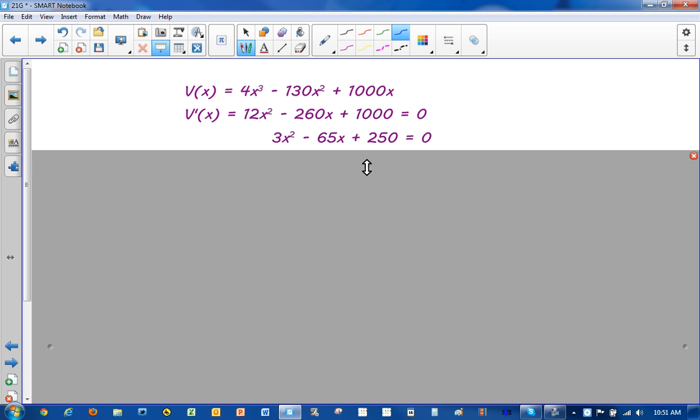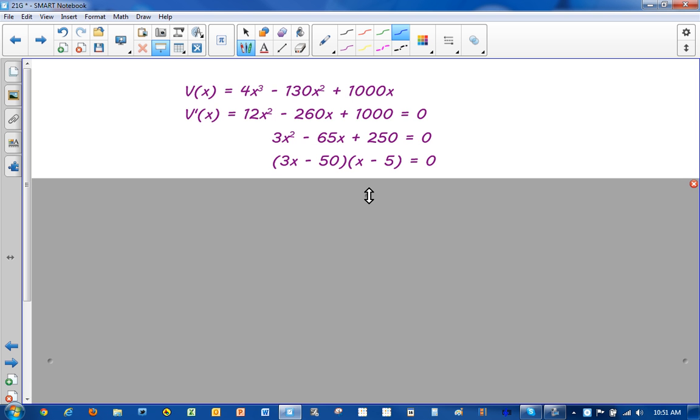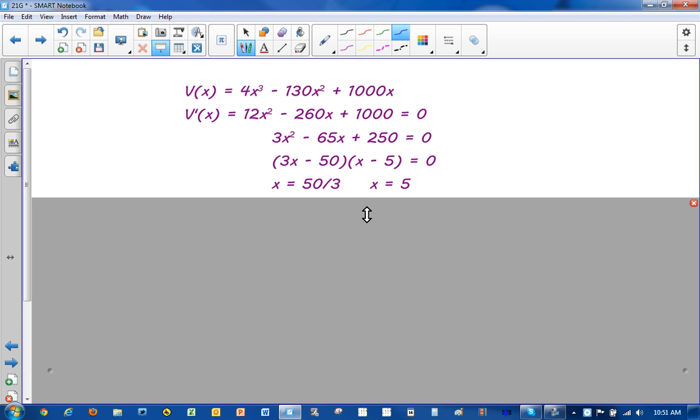And then I see if I can factor that, and I can. It becomes 3x minus 50 times x minus 5. And that is equal to 0 when x is either 50 over 3 or x equals 5.